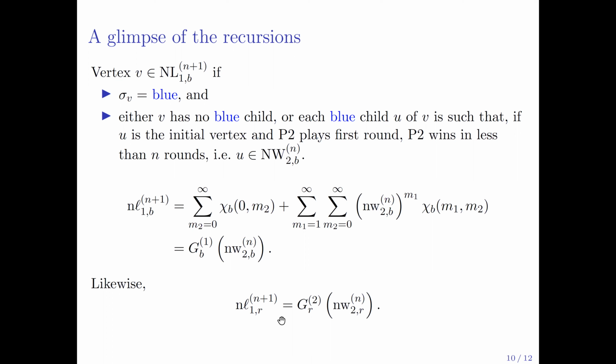You can also repeat these recursions when you want to find the probability of small nW2B superscript n plus 1, or small nW, or small nL2B superscript n plus 1. You can similarly apply these. You just have to keep in mind that here we were talking about monochromatic edges. There you have to talk about non-monochromatic edges for the first round of the game.